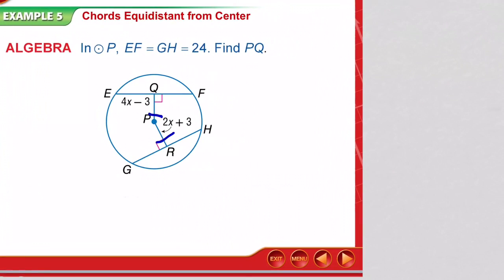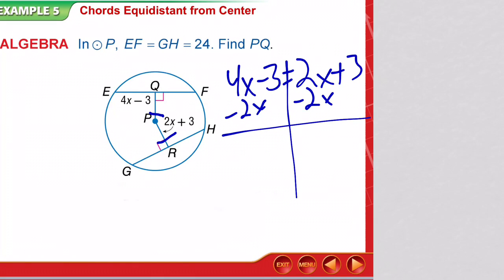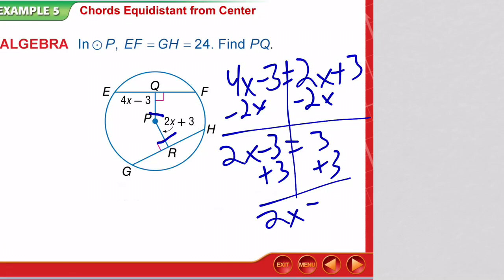Since these are equal, I can go ahead and write the equation 4x minus 3 equals 2x plus 3. Draw the wall and start solving. Subtract 2x from both sides, so we have 2x minus 3 equals 3. I add 3 to both sides, so 2x equals 6. Then divide by 2, which shows me x equals 3.